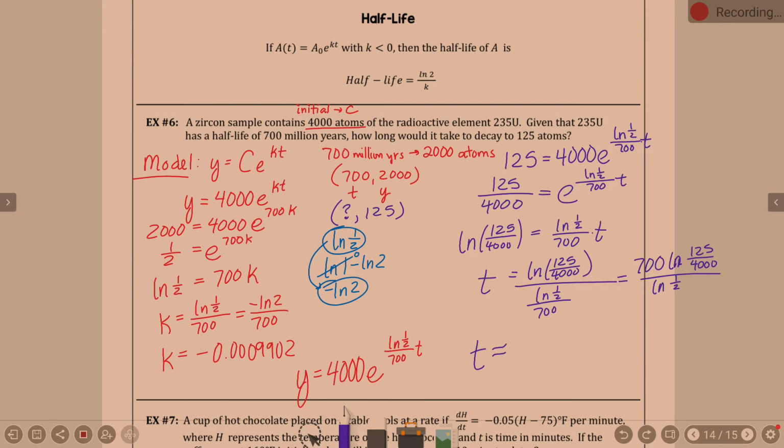Did you guys get a t value? What'd you guys get? 3,500. Okay, and it's exact, isn't it? And it's exact because we've used the exact values. If you would have used rounded decimals, I don't think it comes up that way, because I don't think, when I looked in the answer key, that it was exactly 3,500. So 3,500, and then how would we need this to be labeled? Million years. And that is what? Before zircon would decay to 125 atoms.